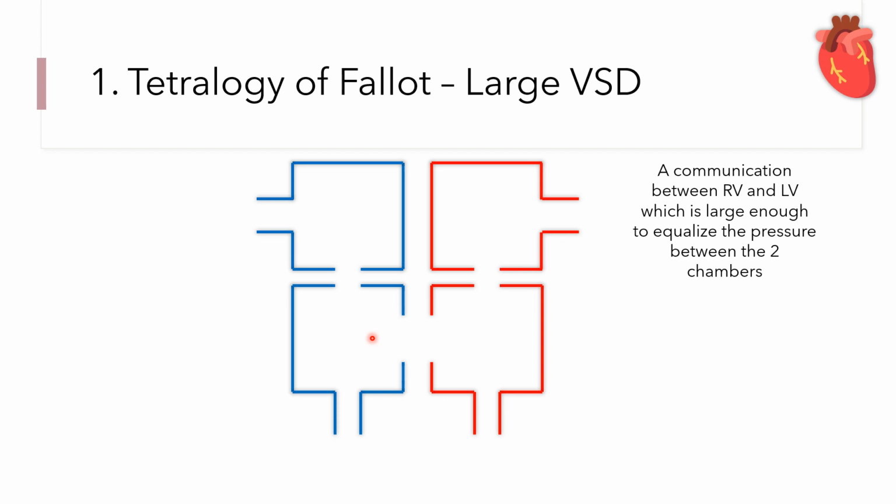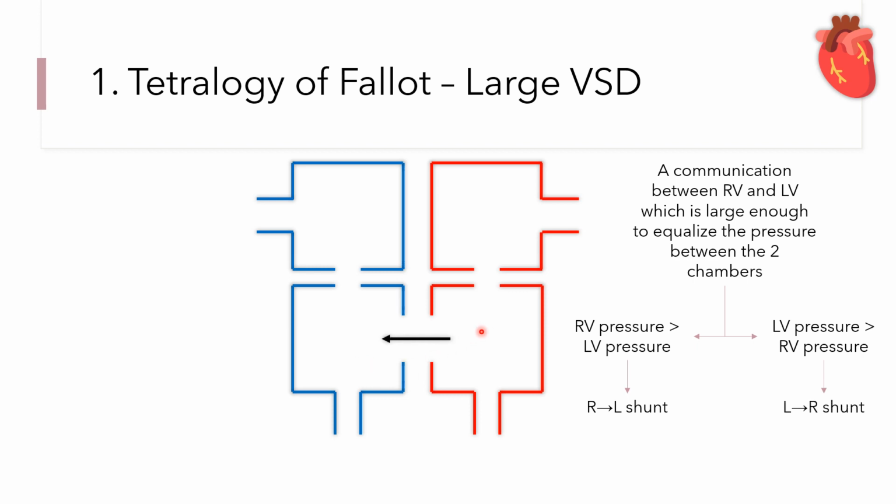If the communication is very large, the pressure between the two chambers will be almost equalized. So if the chamber pressures are almost equalized, the shunt through this large VSD will depend upon the marginal disparity of pressure between the two ventricles. For example, if the RV pressure is more than the LV pressure, the shunt will be from RV to LV. The blood will flow from the chamber of higher pressure to the lower pressure, so the shunt will be right to left. On the other hand, if the LV pressure is higher than the RV pressure, the shunt will be from LV to RV, that is left to right shunt.